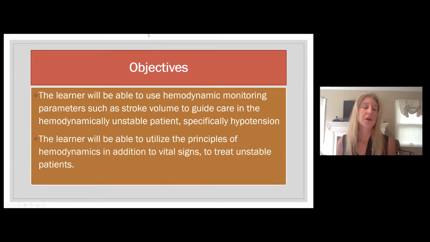The objectives we're going to talk about today, we're going to focus on using hemodynamic monitoring parameters, specifically stroke volume, to guide care in the hemodynamically unstable patient. I'm going to spend a lot of time talking about hypotension because I do see that a lot in my practice. And you're going to be able to utilize the principles of hemodynamics in addition to vital signs to treat these unstable patients.